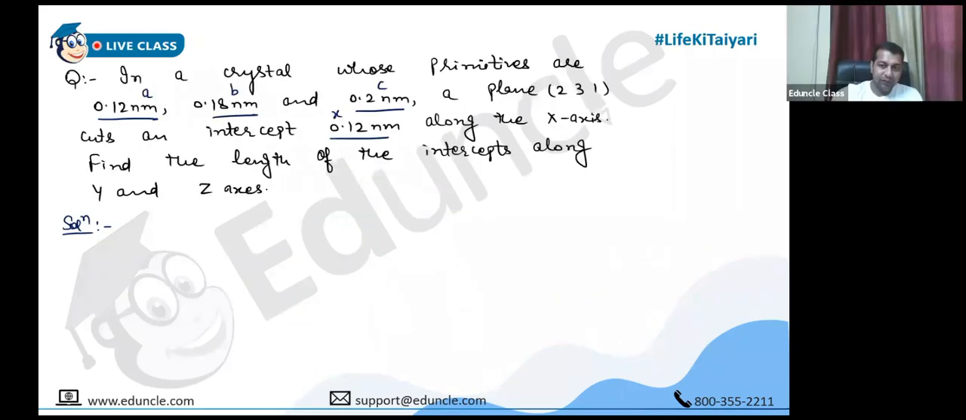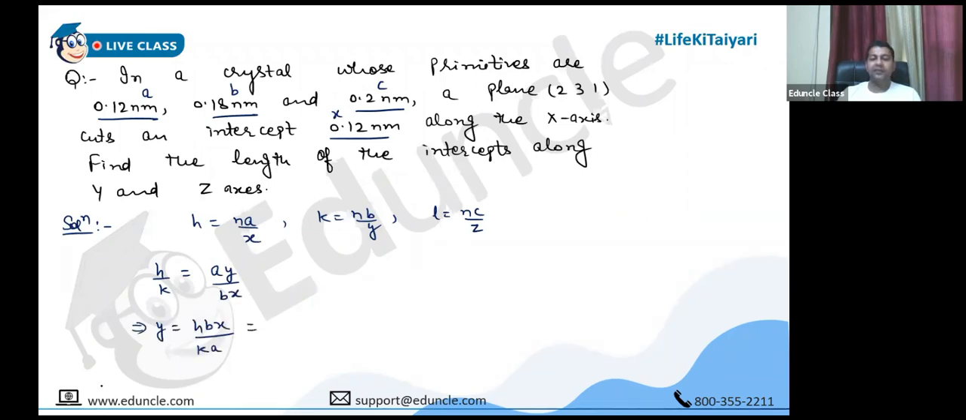So now we can make use of this condition that H is NA by X, K is NB by Y, and L is NC by Z. Because we know H, A, B, K, if we divide H by K, what do we get? It will be AY by BX. And from here, can we get Y? Because that N is unknown to us, as we are unaware about the other intercepts, we need to eliminate that N. So that's what I have done by dividing them.